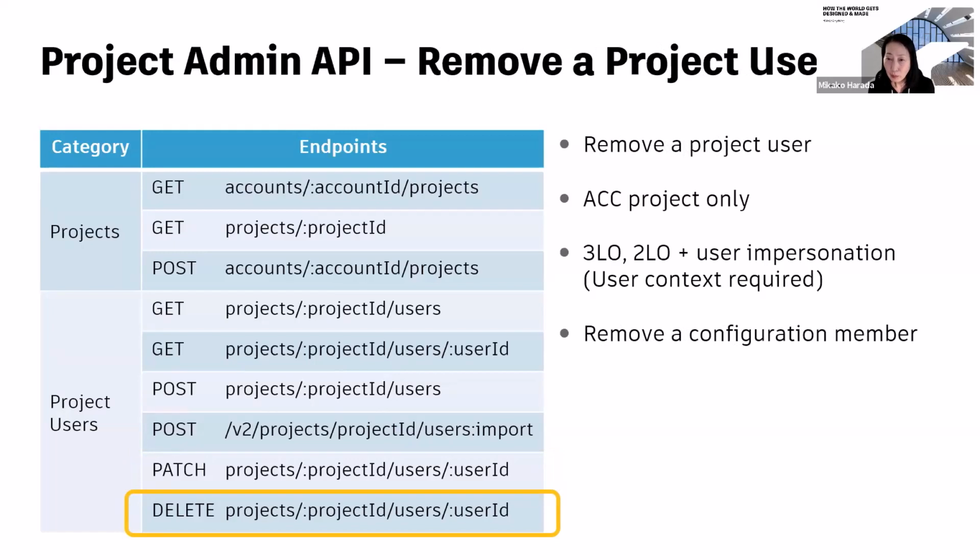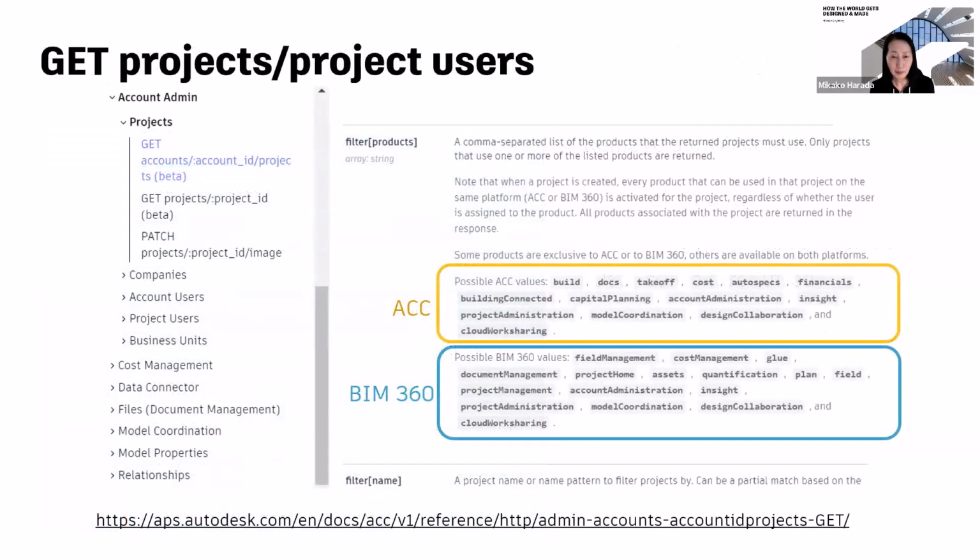And to remove a project user, it's delete. You probably get the idea. And the same restriction as other Light API applies: ACC project, and then BIM 3LO and 2LO with user impersonation. And then again, this will work to remove the configuration members. That means the owner who configured the templates.